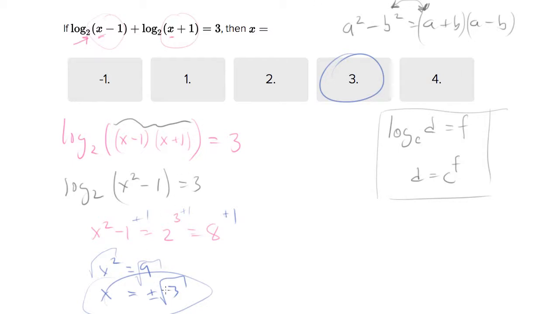Oops, sorry, I shouldn't have a square root there. X is plus or minus 3, not plus or minus root 3.